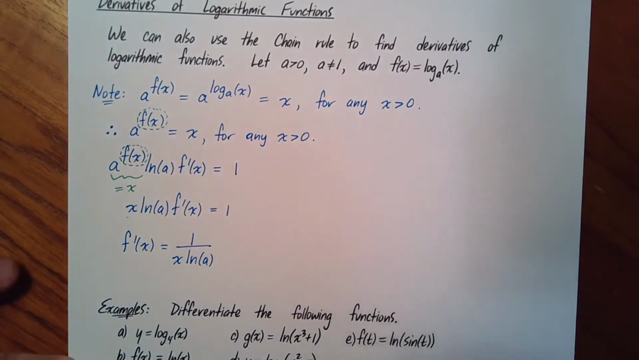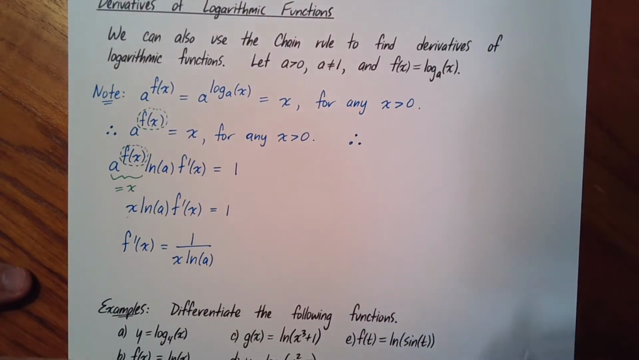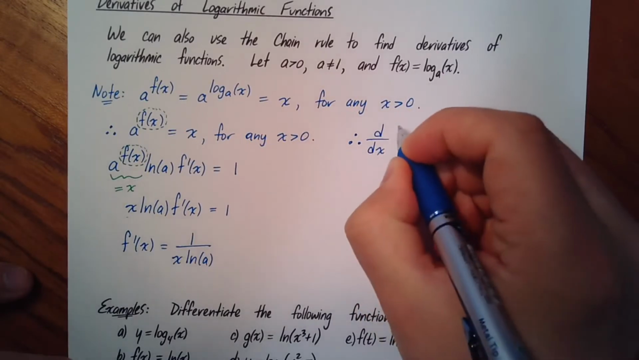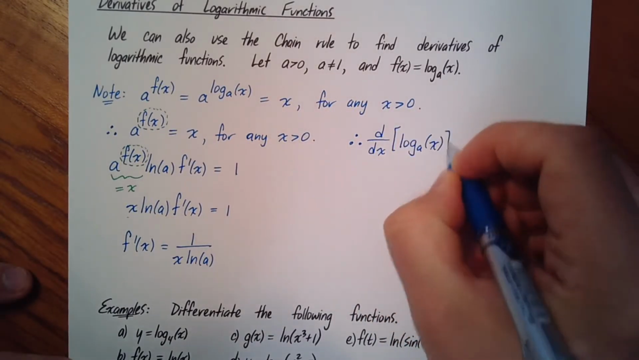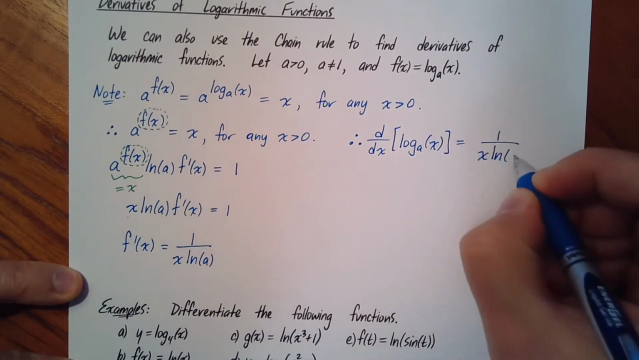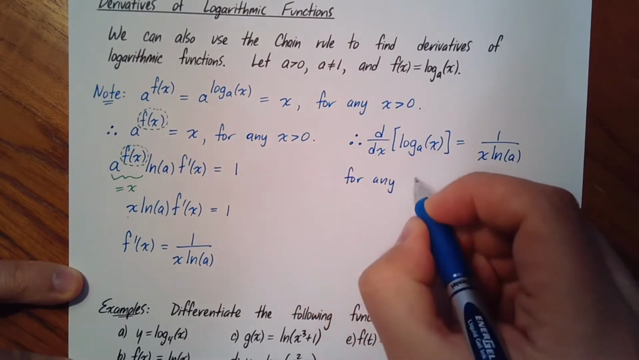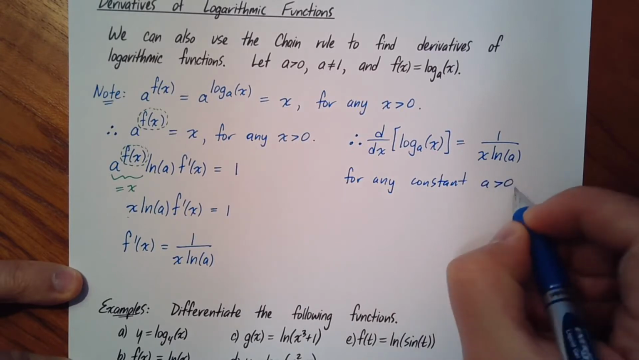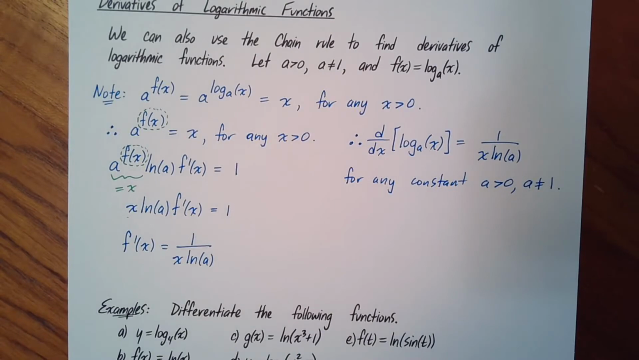So let's summarize that in a rule. Now that's our rule for taking the derivative of logarithmic functions, and we'll write it in operator notation. The derivative with respect to x of log base a of x is just equal to 1 over x times the natural log of a. And that's true for any constant a that's greater than 0 but also not equal to 1. That's the requirement on a.